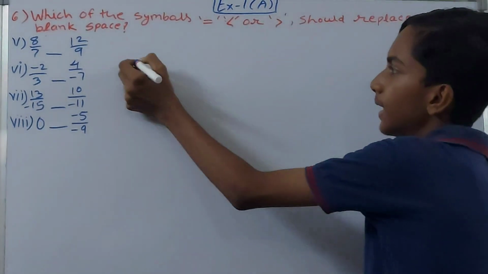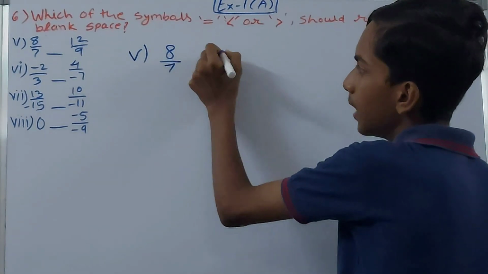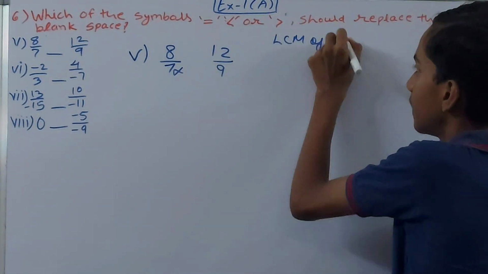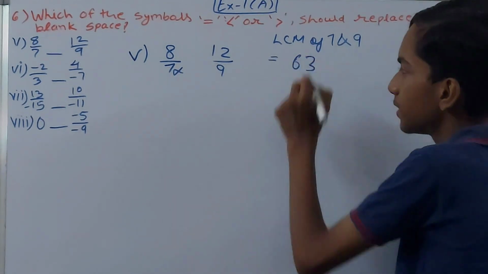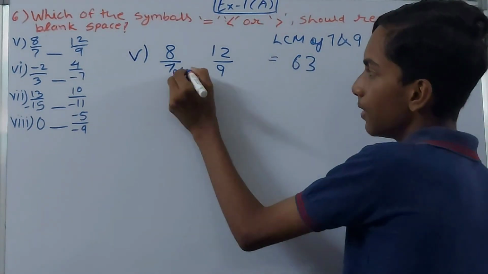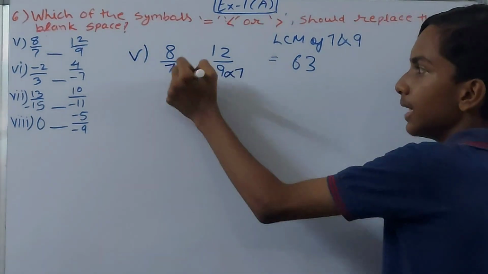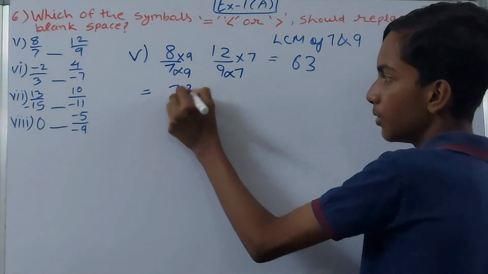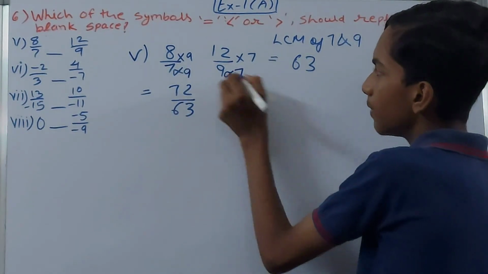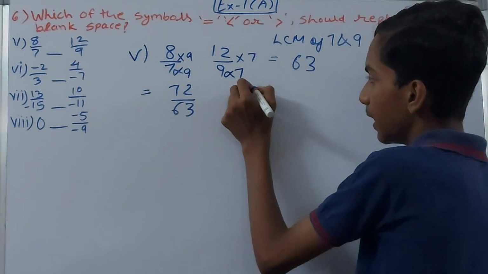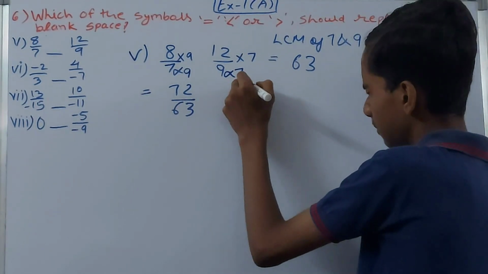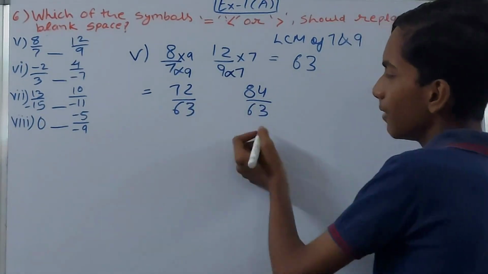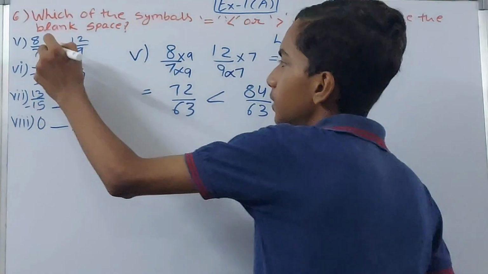Next one is the fifth part, and this is 8 by 7 and 12 by 9. Very simple. First of all, the LCM, right? So LCM of 7 and 9. Do you think LCM of 7 and 9 is 63? So what are we going to do next? See here, 7 into 9 is 63, 9 into 7 is 63. Now put that right there as well. Same digits. So this will be 8 into 9 is 72 upon 7 into 9, 63, and here 12 into 7 is 84, right? Sorry, 9. So this will be 84 upon 63. Now compare which one is greater. 84 is greater than 72, right? So put the sign this way.